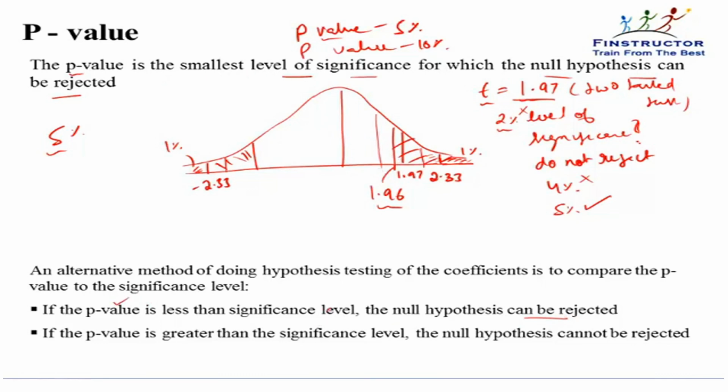If our actual level of significance is higher than the p-value, then the null can be rejected. If the p-value is greater than the significance level, so in this case, the p-value was 5%, but our actual level of significance initially was 2%, could we reject the null? No. If the actual level of significance is lesser than the p-value, the p-value is greater than the level of significance, then we do not reject the null, or we fail to reject the null hypothesis.